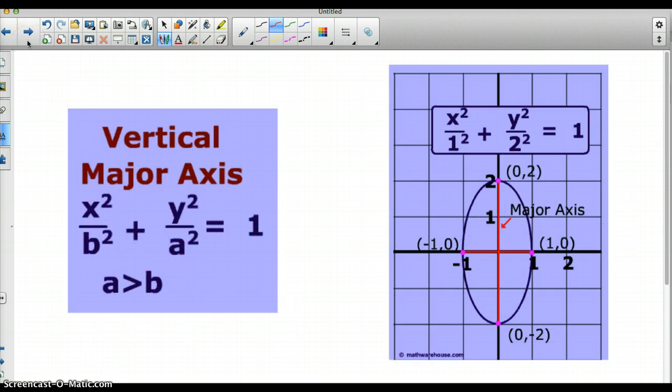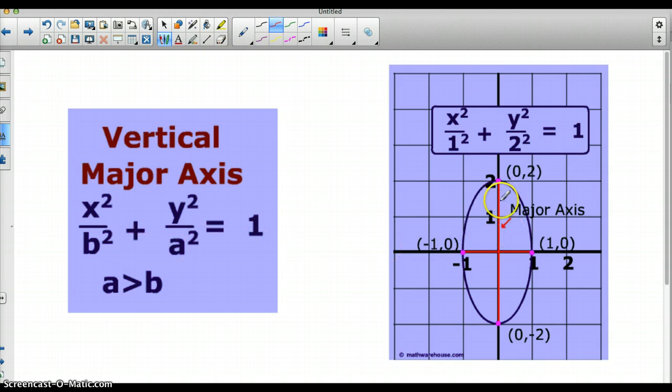If you have a vertical major axis, it's a little different. Here you'll notice that the ellipse is stretched more so that it's taller as opposed to wider. You're still going to have your equation saying x squared first, followed by y squared. But you'll notice the a and the b have switched. In this case, a is not necessarily going to go along with the x anymore, but it's still going to be greater than b.